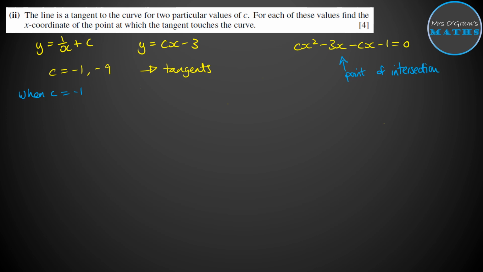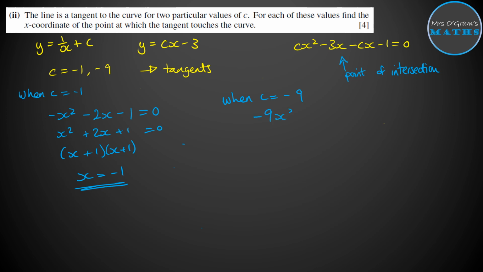So when c is equal to minus 1, we will get minus x squared minus 2x minus 1 will be equal to 0. Or x squared plus 2x plus 1 equals 0. Factorize that and we get x plus 1, x plus 1. So x equals minus 1. Then when c equals minus 9, our point of intersection becomes minus 9x squared plus 6x minus 1 equals 0.